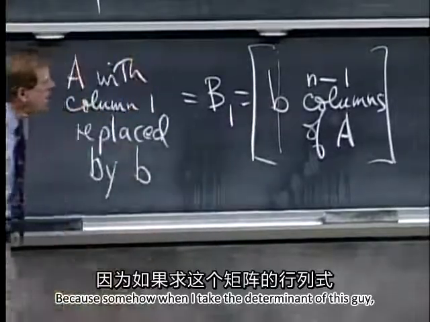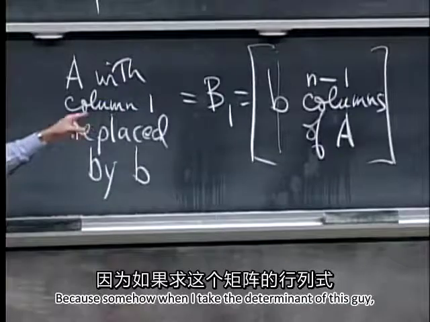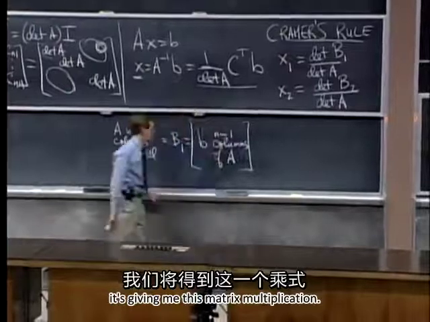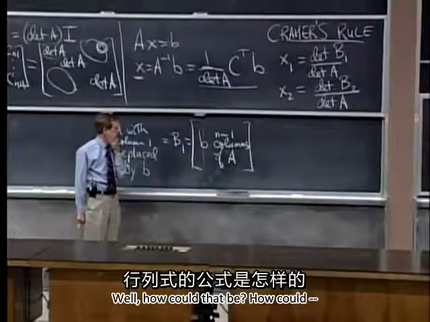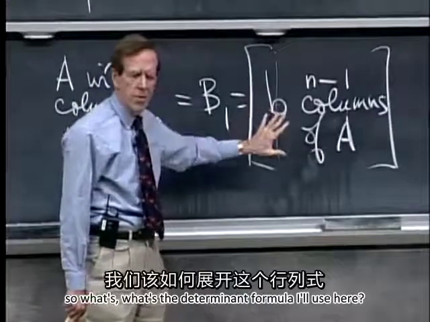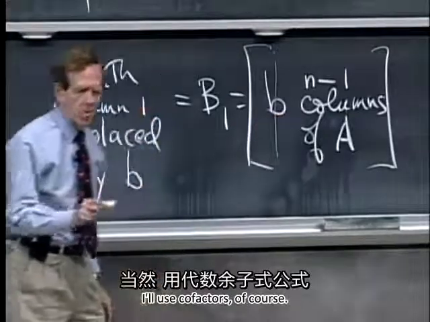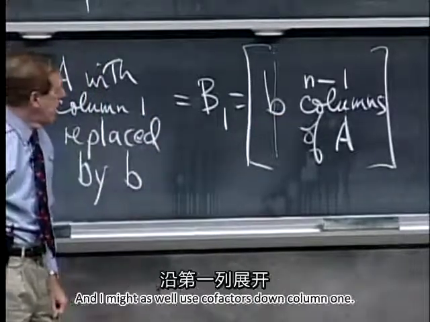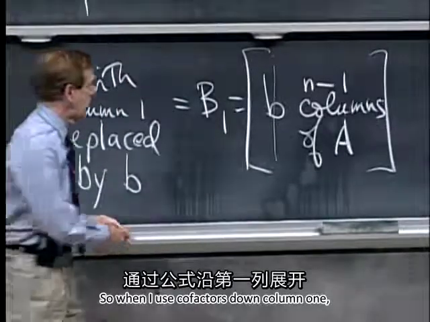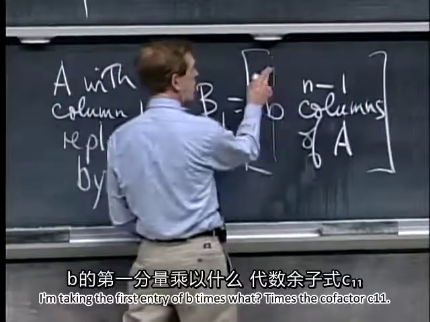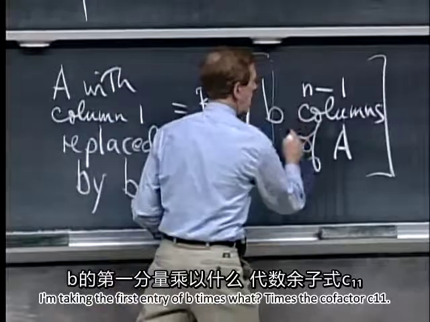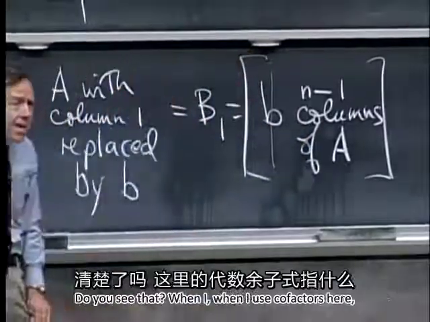Because somehow when I take the determinant of this guy, it's giving me this matrix multiplication. Well, how could that be? Well, so what's the determinant formula I'll use here? I'll use cofactors, of course. And I might as well use cofactors down column 1. So when I use cofactors down column 1, I'm taking the first entry of B times what? Times the cofactor C11. Do you see that?